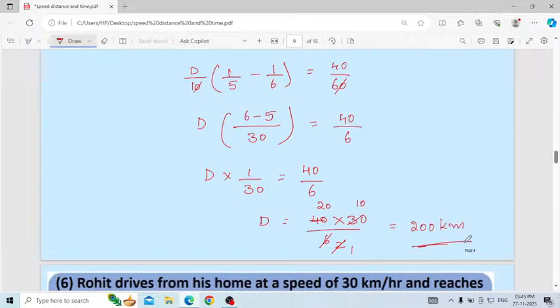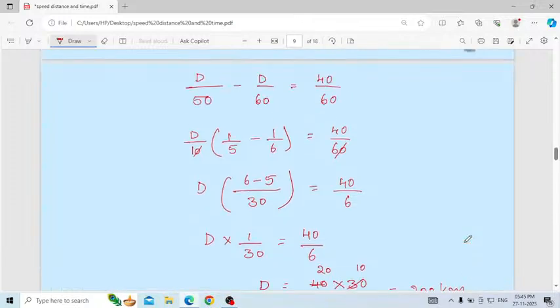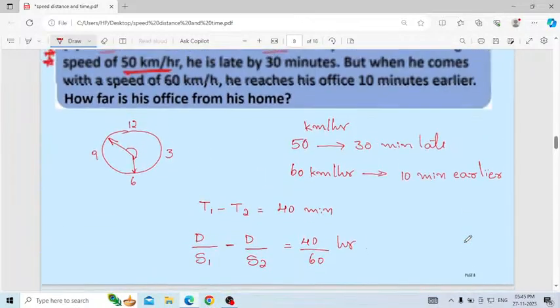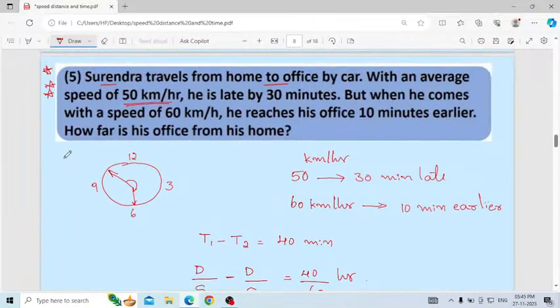Very easy question. See, like this problem will definitely come in KSET this year. Like this problem, they will definitely ask. Same distance at two different speeds. At the lower speed he will reach late, at the higher speed he will reach early. When you have a case like this, you have to calculate the difference in time.